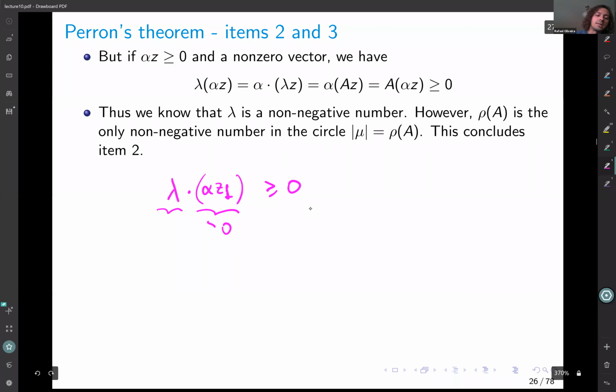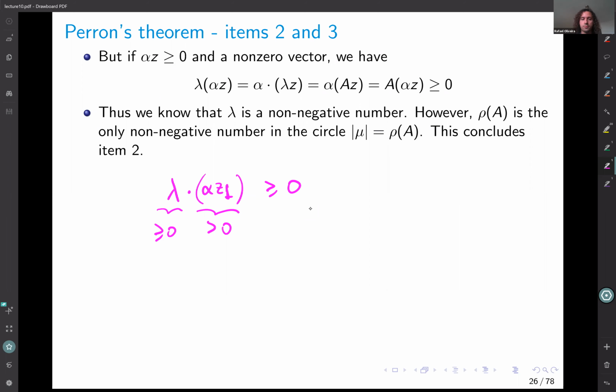So we have that this is bigger than 0, and we're saying that this is greater or equal to 0. The only way that this can happen is if lambda is greater or equal to 0, right? So we just proved that lambda is a non-negative number. But if you look at the complex disk, what is the only non-negative number in this circle? The only non-negative number in your circle is exactly rho of A, right? So this proves that the only eigenvalue in the complex circle has to be rho of A. So in particular, all the other eigenvalues must have strictly smaller absolute value. Okay?